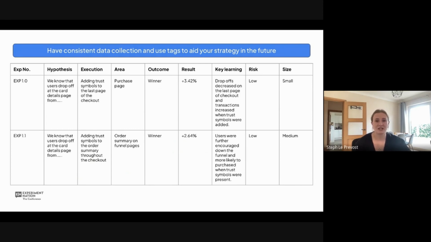But also looking at the outcome and the result, because just because you've seen a number of winners on something doesn't mean that the average uplift is better than another area or another lever on that page. You should be looking at both to be able to establish that. And then of course your key learning is really important so that you can go back through your experiments and understand what you've actually learned from each of them.